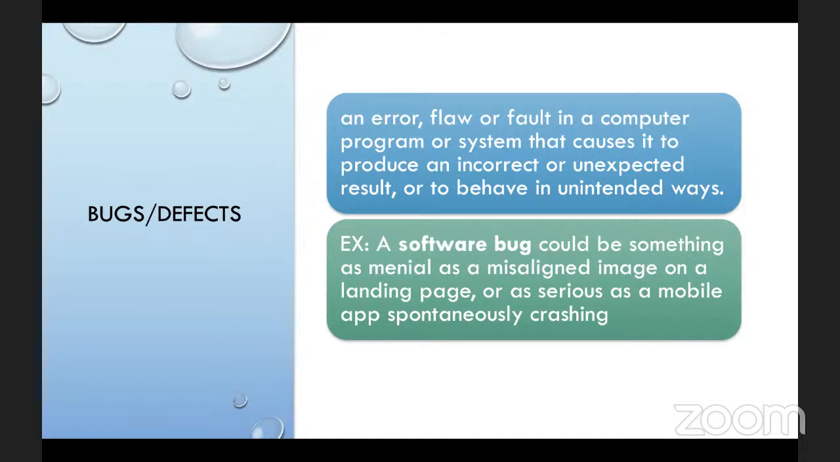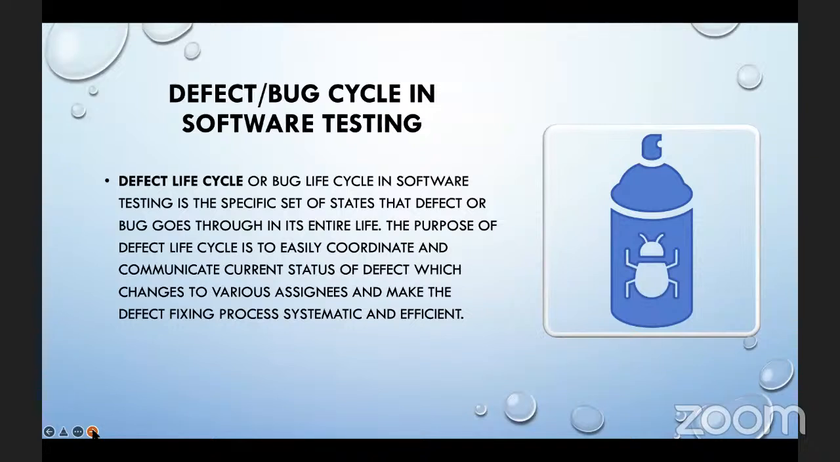If you go on a platform and the image has shifted a little bit, there are some alignment issues, the images are not properly aligned, something is not looking good, you have to write a bug for that. It has to be corrected. That's what we call a bug, right? So a misaligned image on the landing page, or as serious as a mobile app spontaneously crashing, that's a bug as well. So there you have it. If you wanted to know what we're talking about when we say a bug, a defect, there you have it, guys. All right.